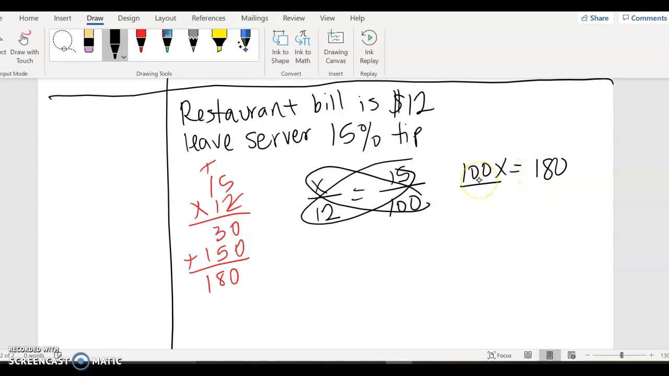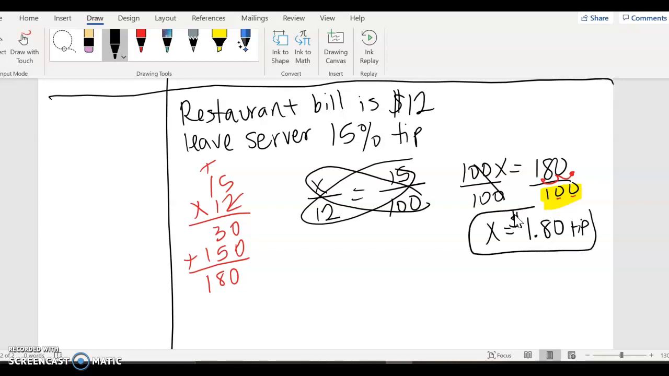Okay, to get x by itself, we're going to divide by 100, and we can use our little trick from earlier, because again, we're dividing by 100, so my decimal starts back here. 100 has 2 zeros, so that means I get to go 2 spaces to the left. So we're going to say 1.80, and in our case, that's $1.80, represents the tip that we're going to leave our waiter.